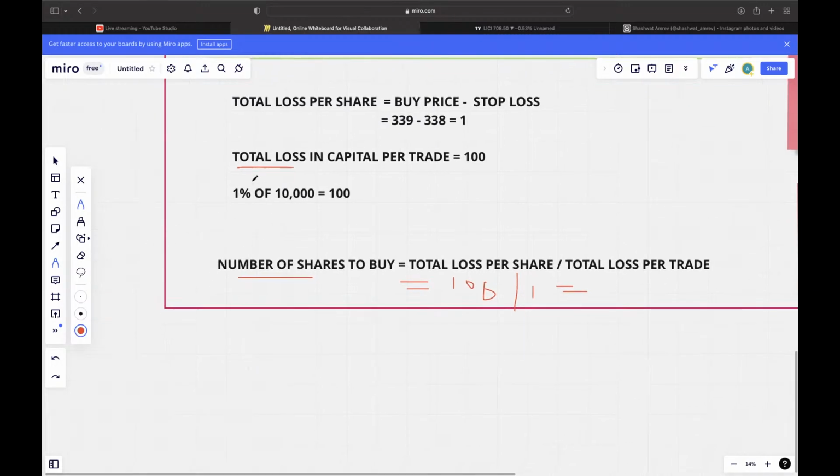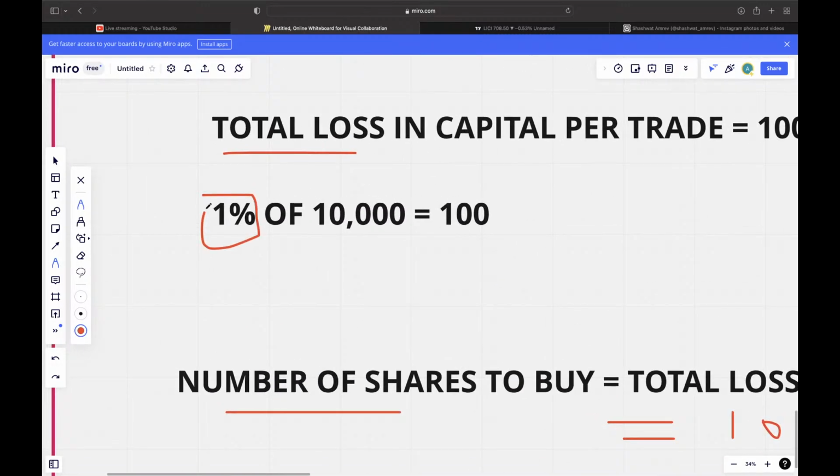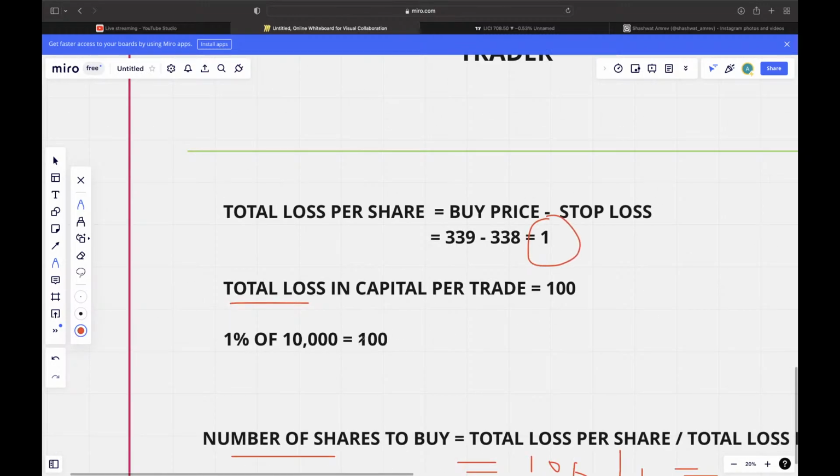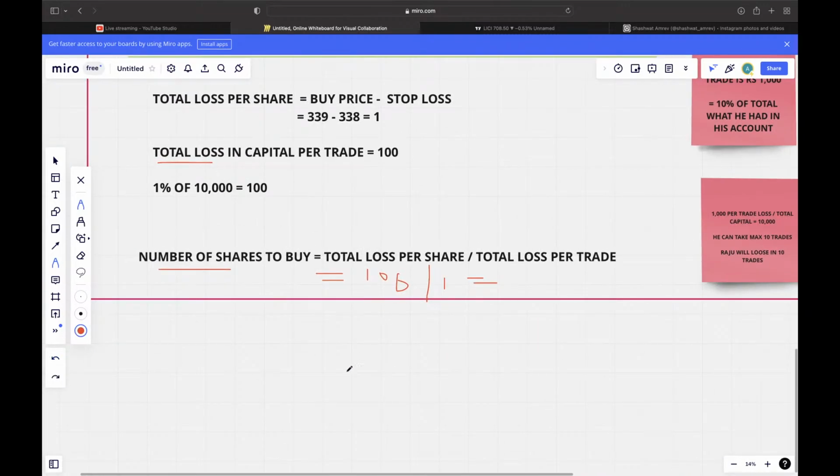Now I need to calculate 1% of my capital. So 1% of 10,000 will be 100. Now I know my per share loss is 1 rupee and the total loss I can afford is 100 rupees. So how can we calculate? Just divide both of them over here. I have done it. So it is 100.